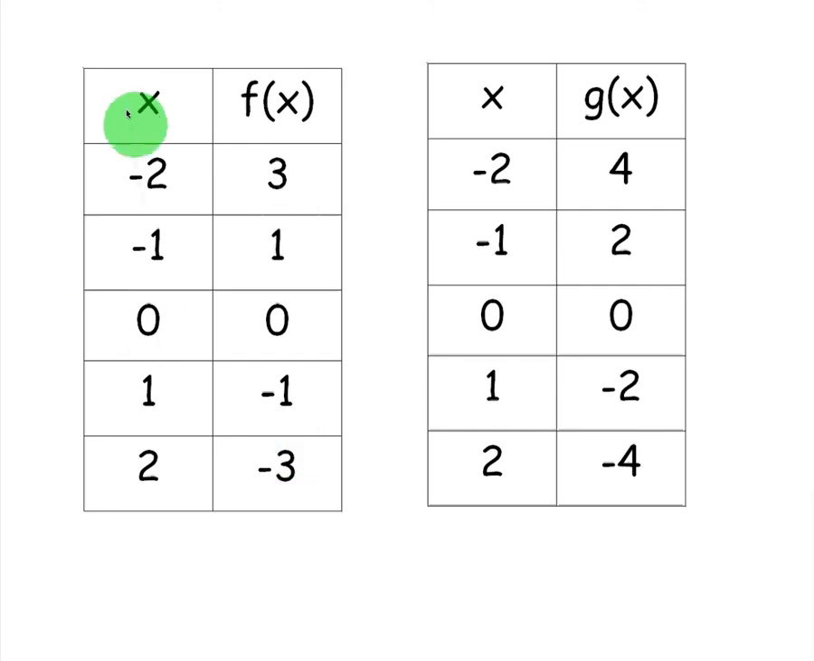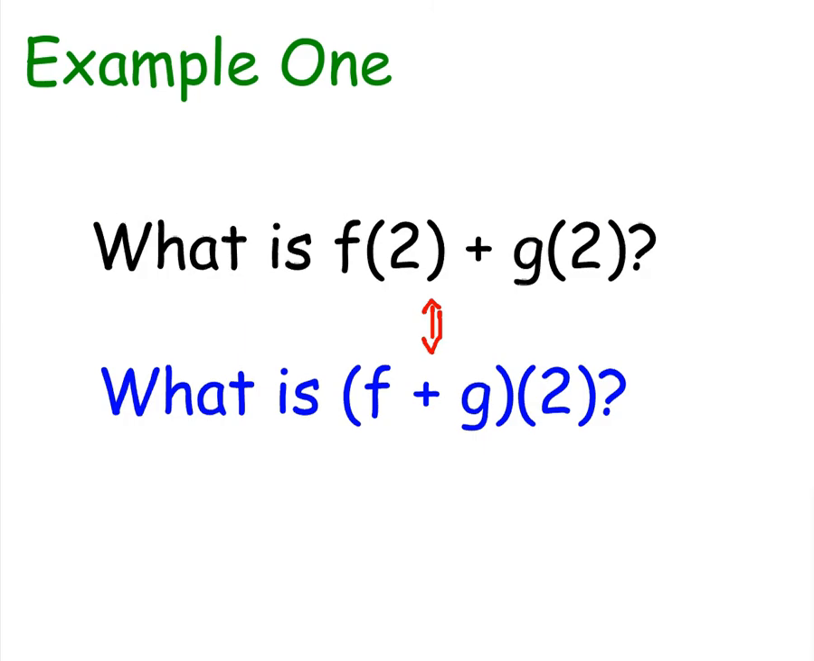Okay, so this is the chart we're going to be using for a lot of the examples in this lesson. Here we have f of x, negative 2, negative 1, 0, 1, 2, with some different y values here. And then g of x chart over here. Same x values, different y values for g. So let's answer some questions in regards to this chart. So example 1 says, what is f of 2 plus g of 2?